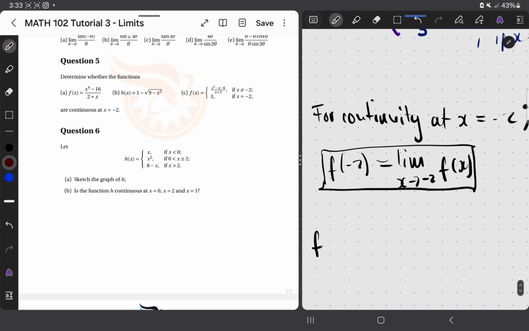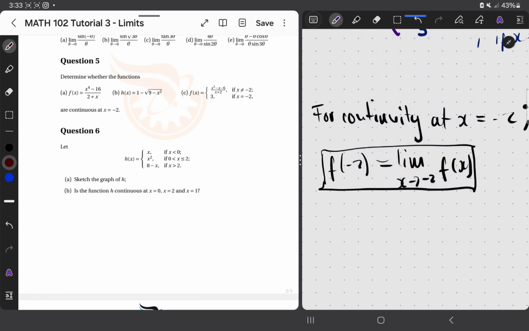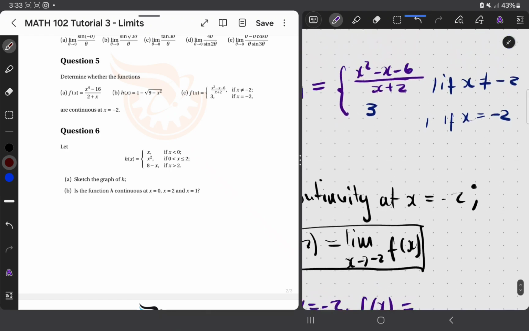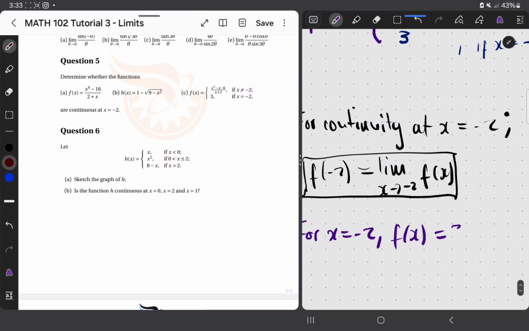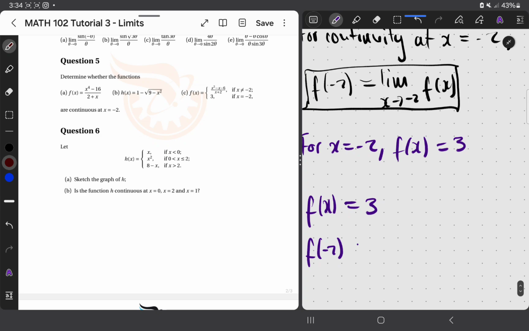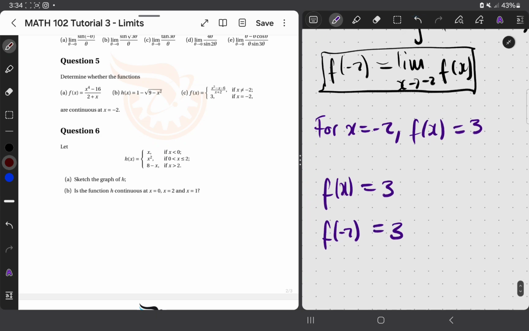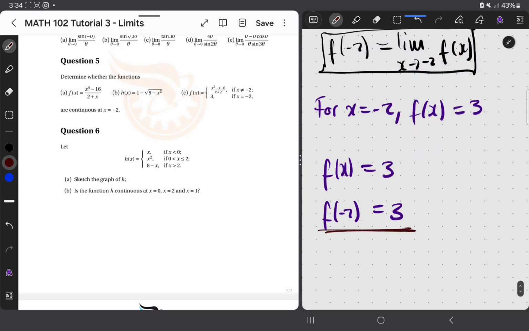So now let's start by putting f of negative 2. Let's see. When x is equal to negative 2, which one is it? If x is equal to negative 2, it is this one, f of x equal to 3, okay? So you can now say f of x is equal to 3, which means f of negative 2 is just 3, okay? So this is the solution for f of negative 2.